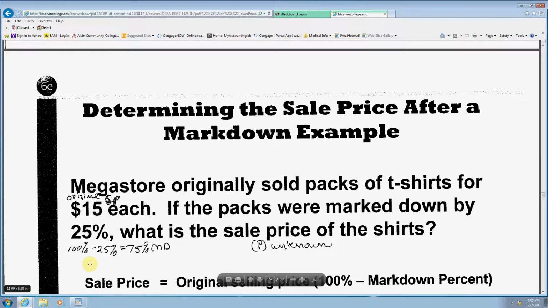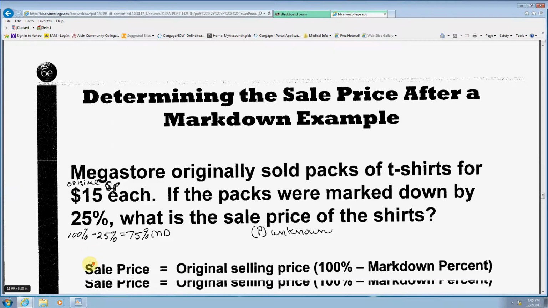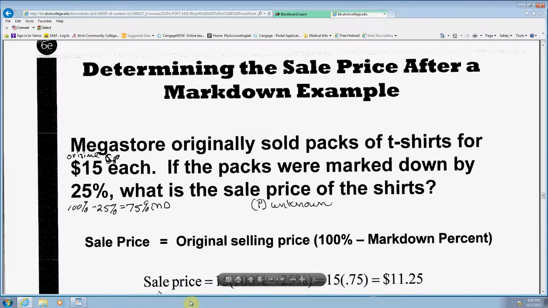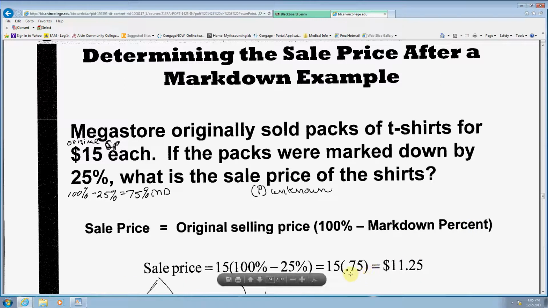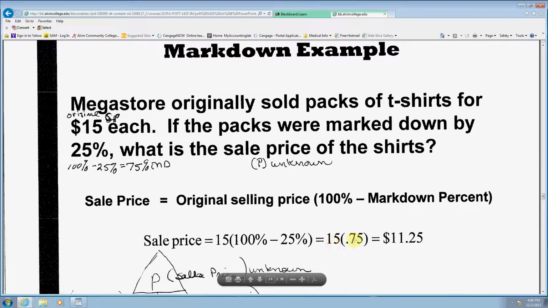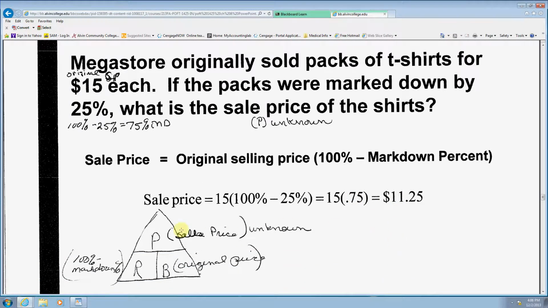Say a mega store originally sold packs of t-shirts for $15 each. That's the original sales price. If the packs were marked down by 25%, what is the sales price of the shirt? The portion, or the sales price, is unknown, and we do 100% minus the markdown percent, so it's 75%. So 15 times 75 cents is $11.25. Again, in our triangle, the sales price is unknown, the original price is the base, and then 100% minus markdown is the rate.